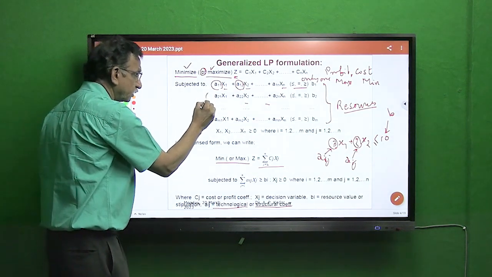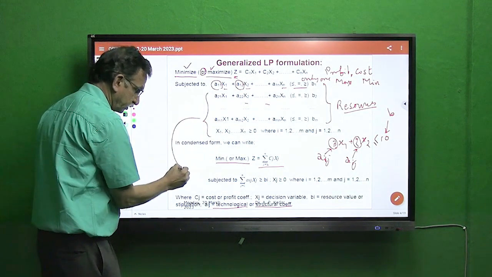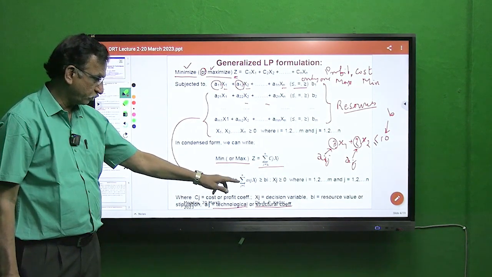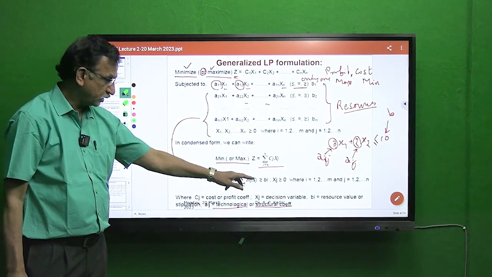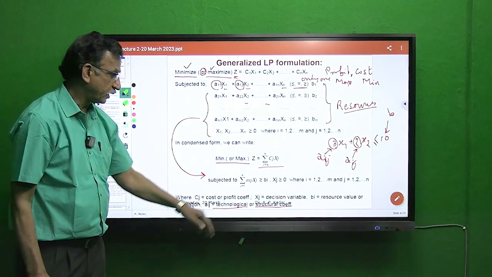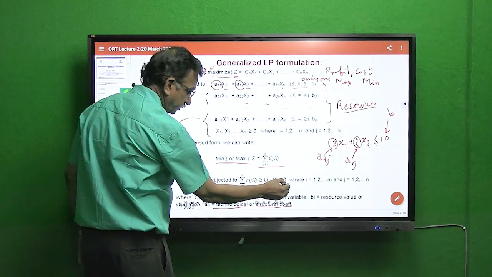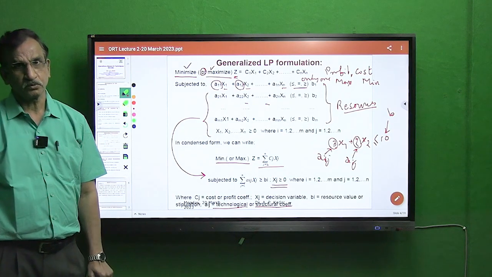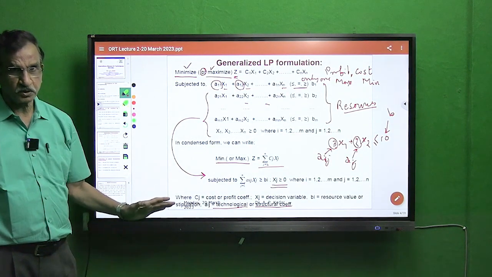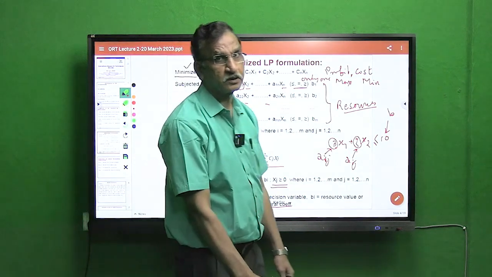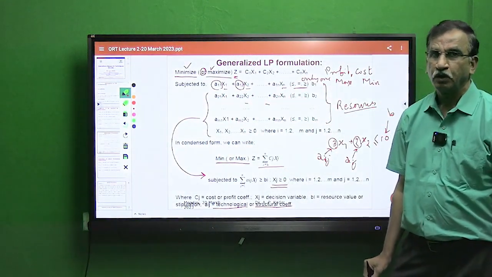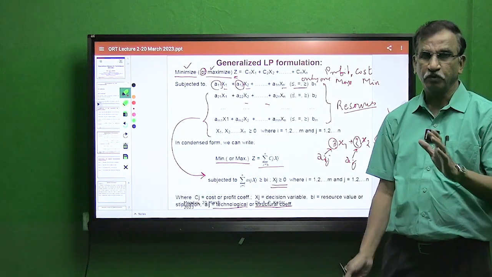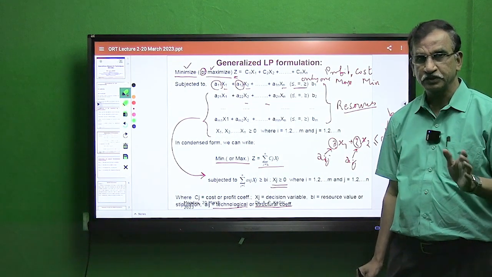And all these constraint equations are written in generalized form as summation j ranging from 1 to n, aij xj greater than or equal to bi. And last, this is very important, the non-negativity condition: all decision variables are greater than or equal to 0. So students, this is the generalized linear programming of any given situation in mathematical form, in the form of variables aij, cj's, xj's, like that.